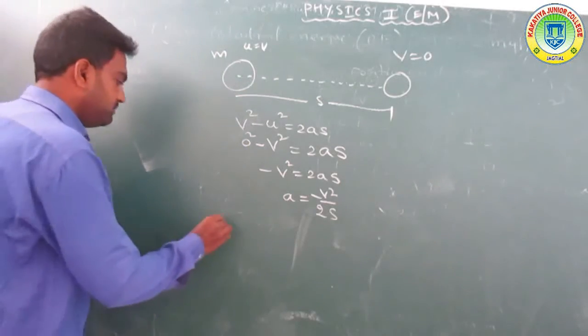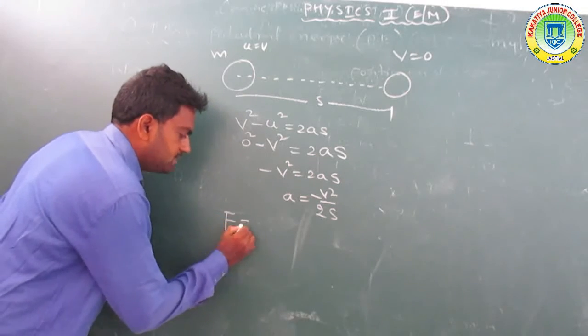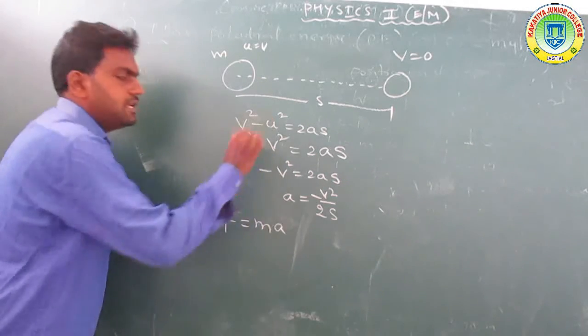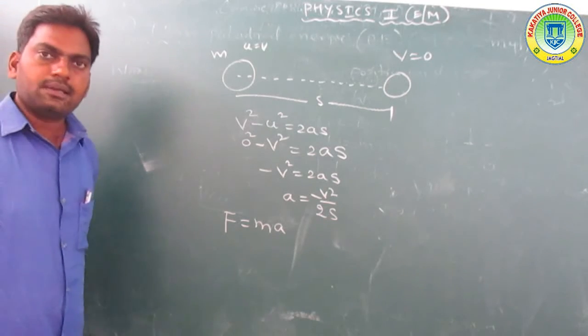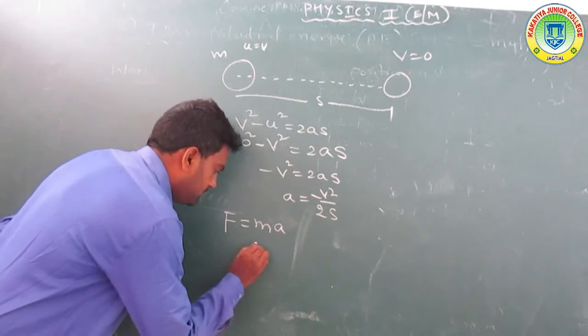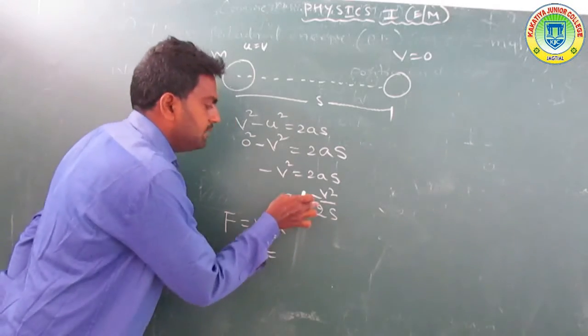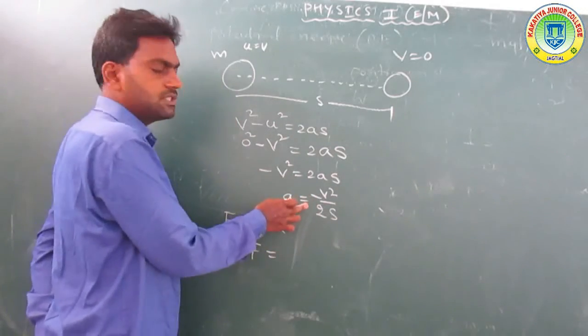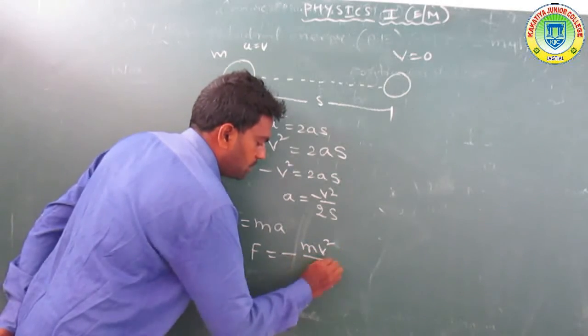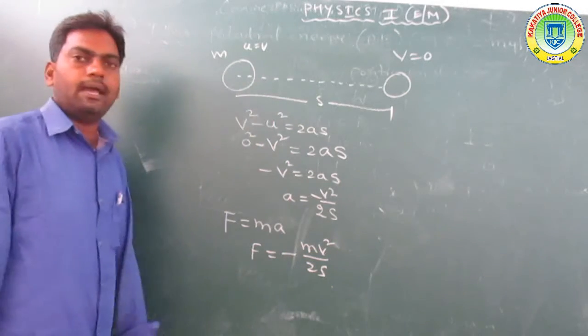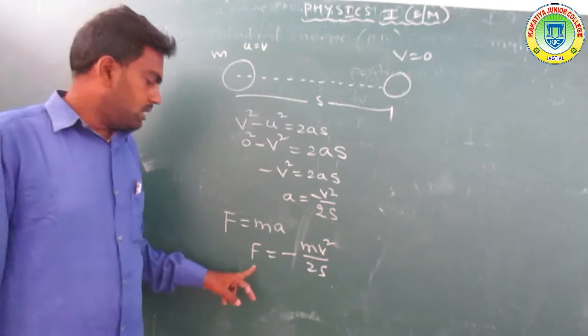According to Newton's second law, F is equal to ma. The value of a we already know, that is the acceleration. So substituting in the equation, F is equal to m v square by 2s. Now this is called the force.